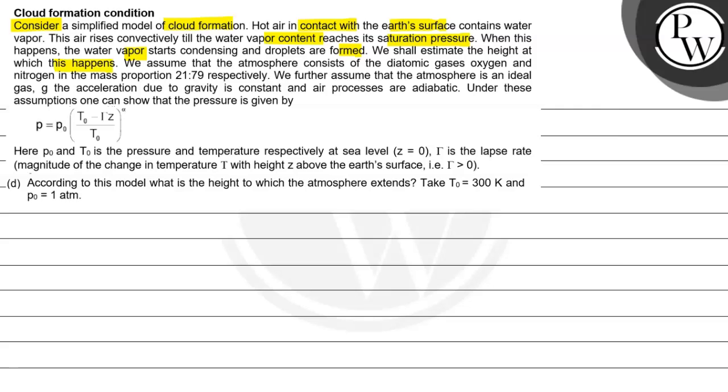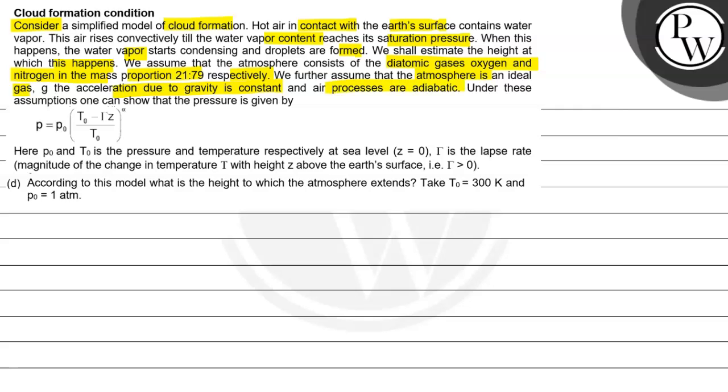We assume that the atmosphere consists of diatomic gases, oxygen and nitrogen, in the mass proportion 20/79 respectively. We further assume that the atmosphere is an ideal gas, g, the acceleration due to gravity, is constant, and air processes are adiabatic.